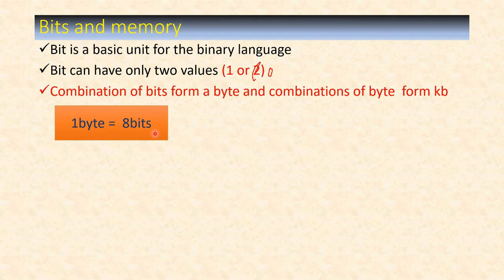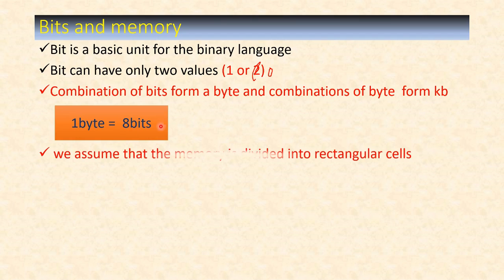So we have 1 byte equal to 8 bits, which we have discussed just now. Now we assume that the memory is divided into rectangular cells. From here we will correlate this binary number or bits with the memory, and we will see how all concepts work. For simplicity, it is a convention that the memory here denotes the RAM only.